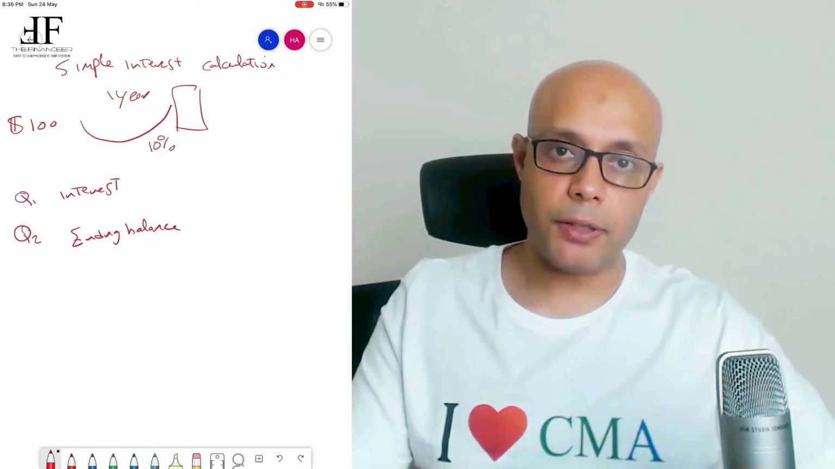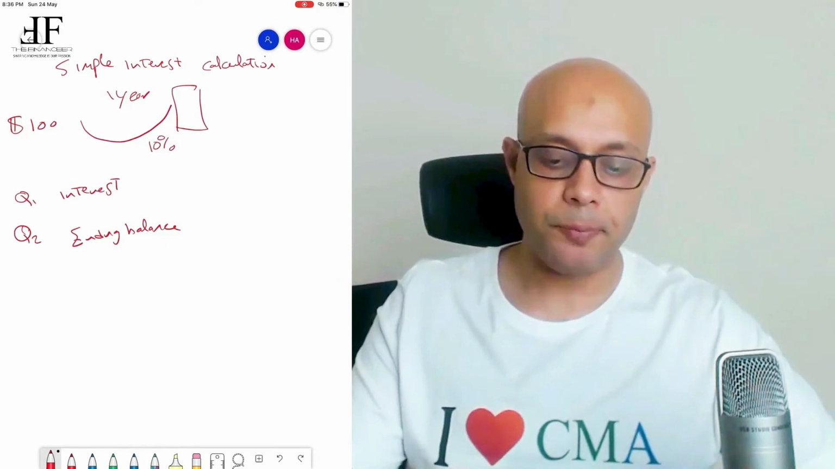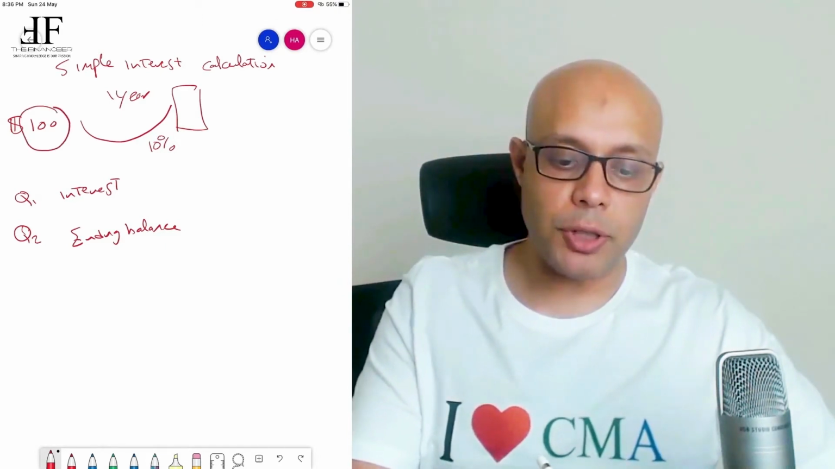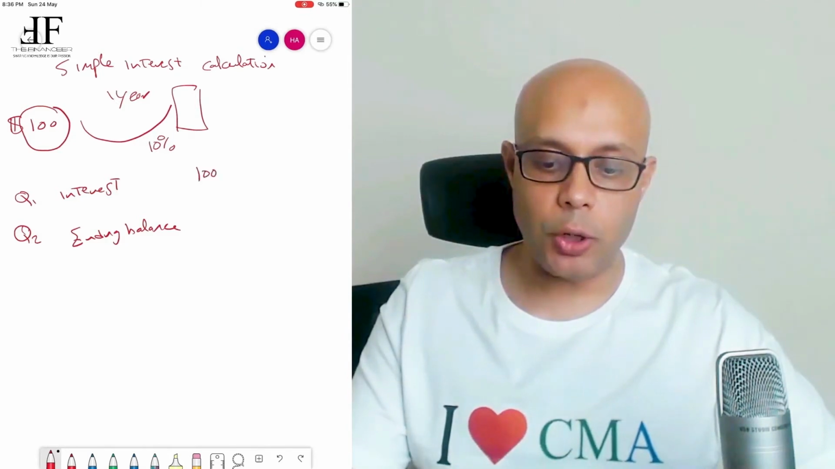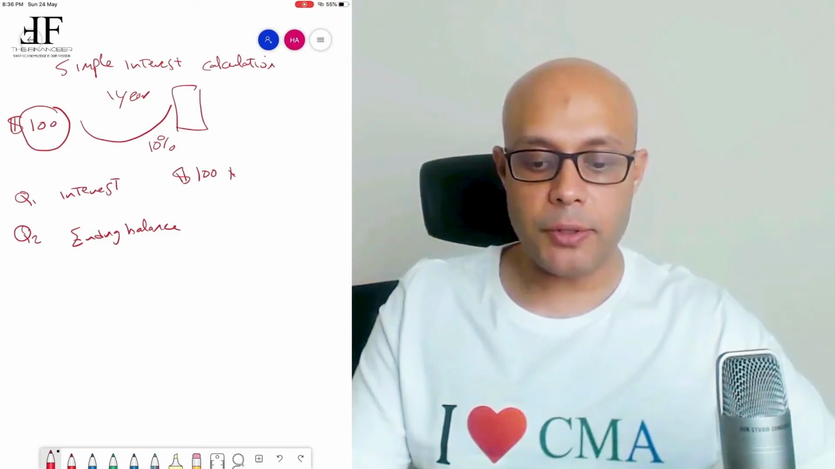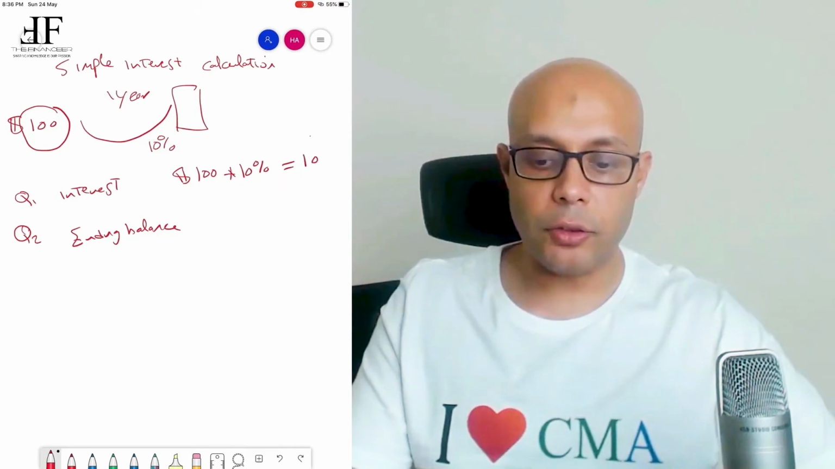Let's start by answering the first question, which is how much interest we are going to earn on our investment. The interest will be based on the initial amount that we deposited in the bank, which is $100. So we are going to say we deposited in the bank $100 for 1 year times the 10%, which is the interest rate. So the interest in this case will be $10.